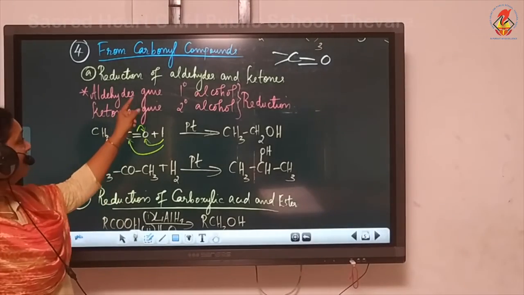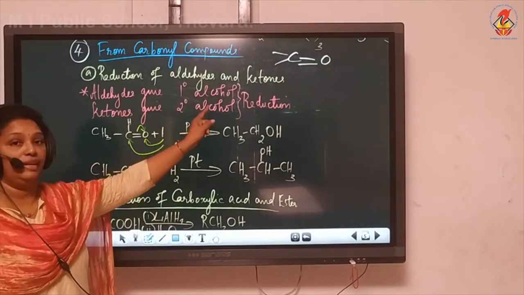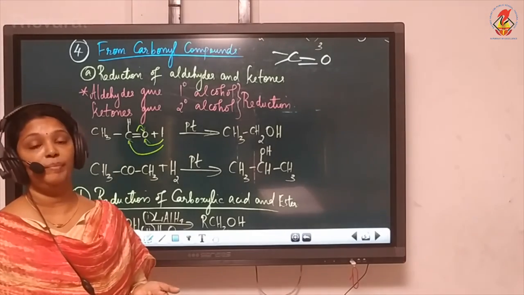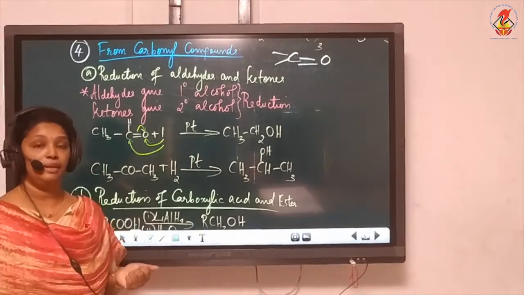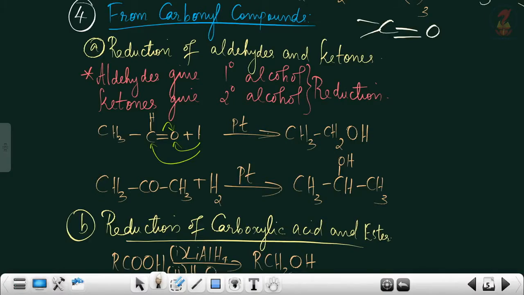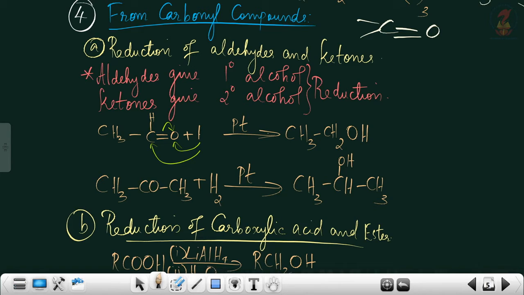And aldehydes on reduction give primary alcohol and ketones on reduction give secondary alcohol. And the common reducing agents used are hydrogen in presence of platinum, palladium, nickel catalyst, lithium aluminum hydride and sodium borohydride. So this is very important. Aldehydes on reduction give primary alcohol, ketones on reduction give secondary alcohol. I've written examples here. Aldehydes CH3CHO. CH3CHO plus H2 hydrogen in presence of platinum catalyst.